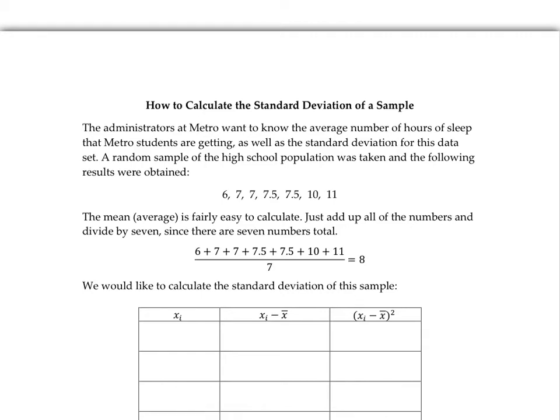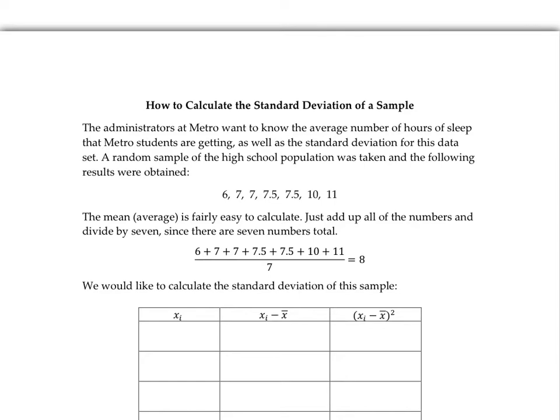Okay, so we're going to talk about how to calculate the standard deviation of a sample. The idea behind the standard deviation of a sample is that you're trying to figure out how spread out the data is. Finding the mean is going to tell you roughly what the average or typical person is. But the standard deviation lets you know whether everybody is really close to the mean or really far from the mean. So let's look at this problem here and work through it together.